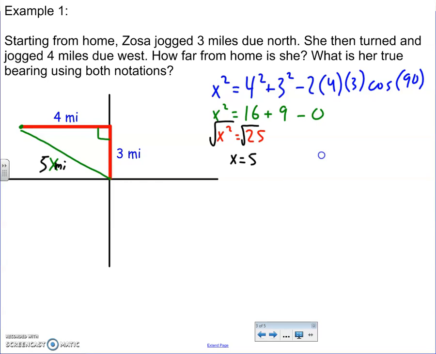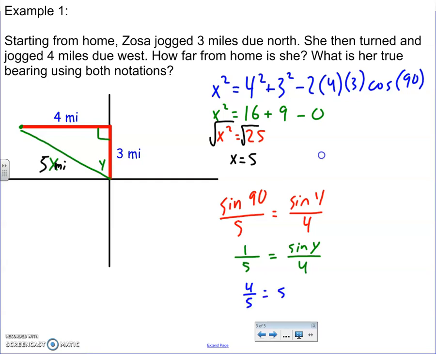All right, now we need to find the angle, the bearing. We have to find, I'll call it this angle y. Can I do law of sines now? The answer is yes. If I do law of sines, I can say sine of 90 goes with 5 equals sine of y goes with 4. Well, sine of 90 is just 1. That's on the unit circle, but usually you won't have that number. So I'll just replace it. Solve by getting rid of fractions. I multiply both sides by 4. So that's really 4 over 5 equals sine of y.